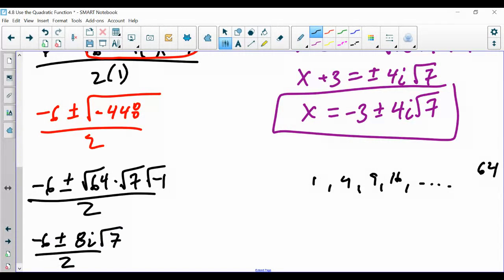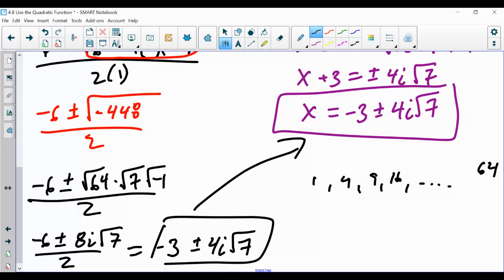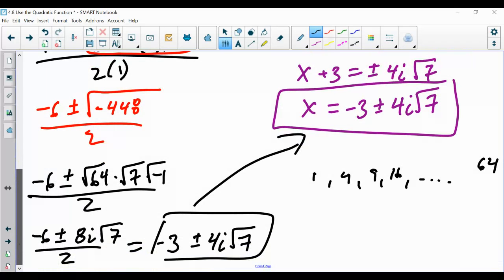We are nearing our final answer here. We're going to just divide both of these by 2. Dividing the negative 6 by 2 gives us negative 3. And dividing 8i root 7 over 2, the 8 and the 2 simplify to 4. So we have negative 3 plus or minus 4i root 7. Notice we did get the same answer as using the completing the square method. You're going to need to know how to do both, and when you arrive at a situation, pick whichever one works better for you. Let me know if you have any questions.